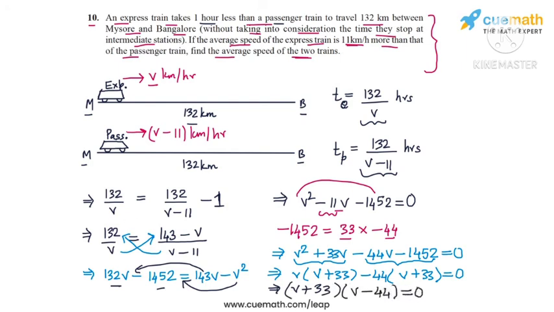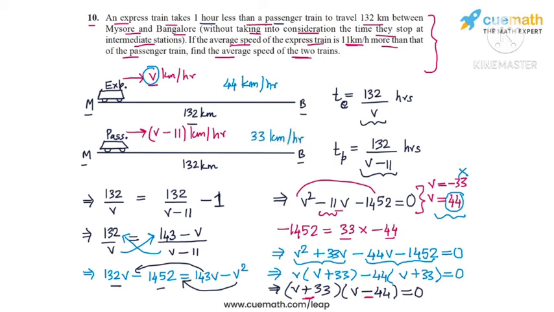So the two roots of this quadratic equation are v equal to -33 from the first factor, and then v equal to 44 from the second factor. So clearly the valid root in this case is v equal to 44 because speed cannot be negative. So the speed v, which was the speed of the express train, is 44 kilometers per hour. The passenger train has an average speed that is 11 kilometers per hour lower. So the average speed of the passenger train is 33 kilometers per hour.